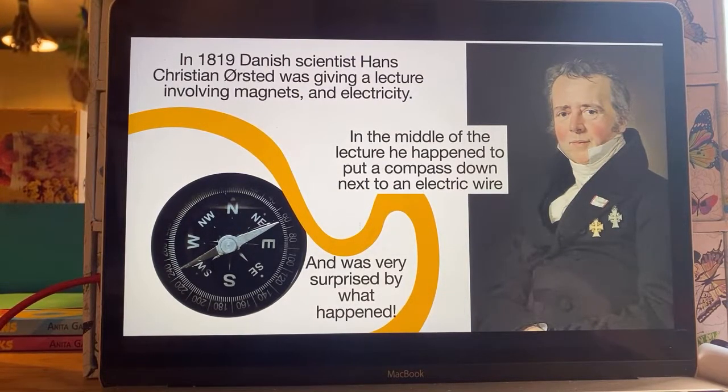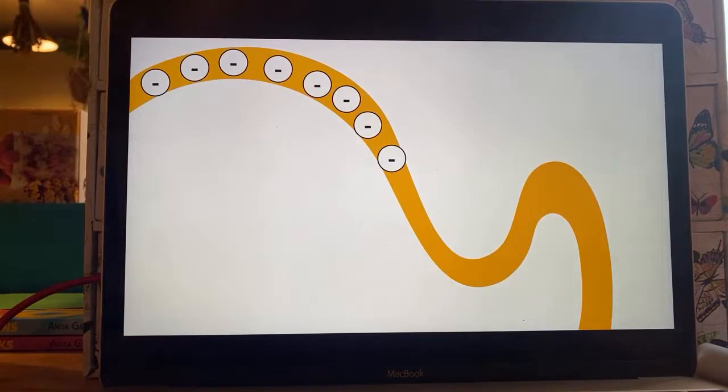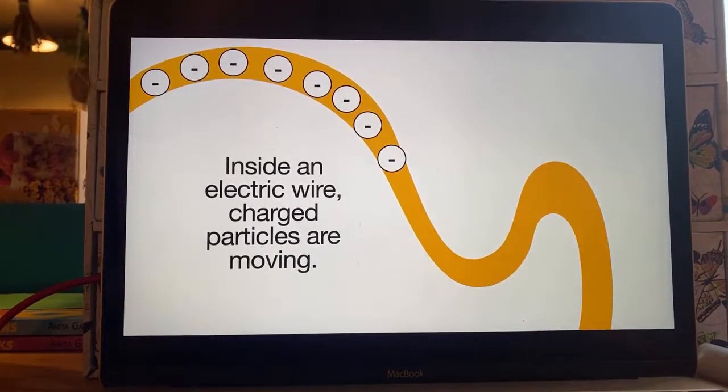This is what he saw. You ready? This took me ages. Yeah, the compass started moving. What is that about? Well, inside an electric wire, charged particles are moving, right? If you've done my electricity model, you know this, probably electrons are moving around inside a wire.